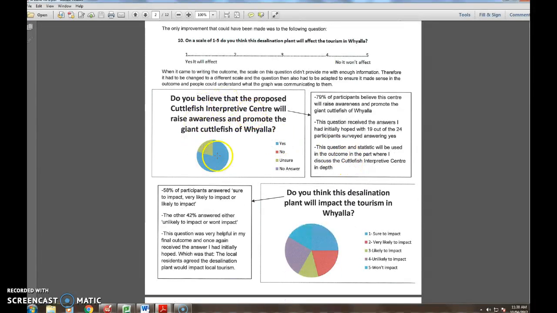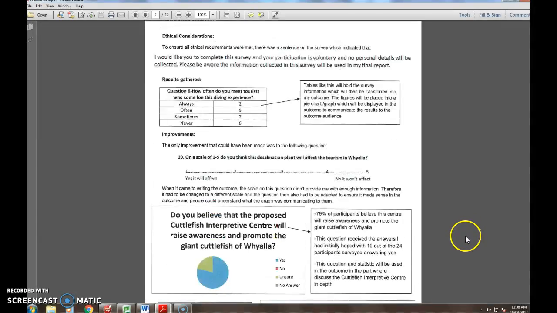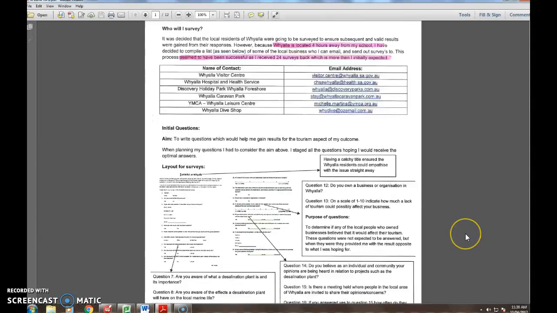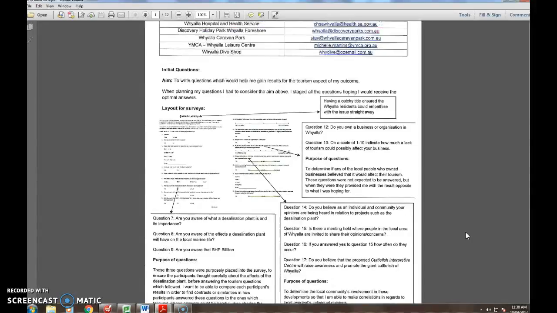Then they've got a couple of examples of the actual results from their survey that they have produced, how it's going to be used within the outcome. So this question and statistic will be used in the part where I discuss the Cuttlefish Interpretive Centre in depth, etc. This question will be very helpful in my final outcome, and once again received the answer I had initially hoped.